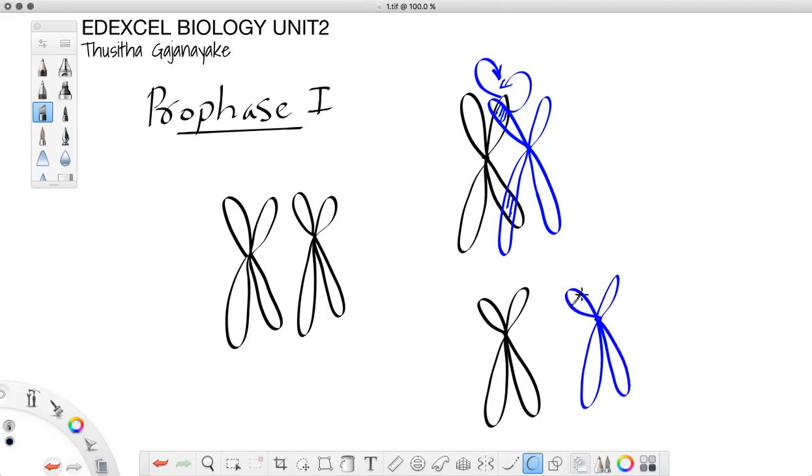So maybe here the black color part of the chromosome is here, and maybe here another part of the chromosome is here. And on the other side, we can see the blue color one. This stage is called crossing over, and it is also called chiasma formation.